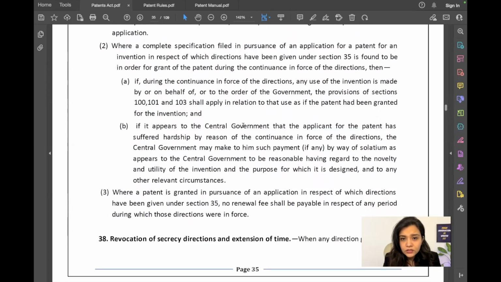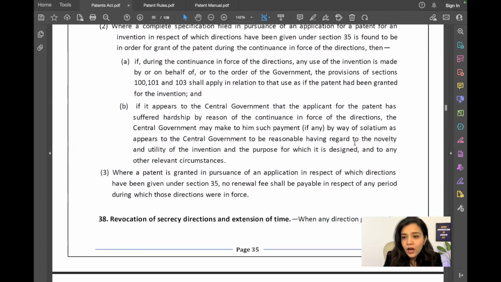If it appears to the central government that the applicant for the patent has suffered hardship by reason of continuance in force of any directions, then the central government may make him such payment by way of solatium as it appears to the central government to be reasonable, having regard to the novelty and utility of the invention and the purpose for which it is designed, and to any other relevant circumstances.